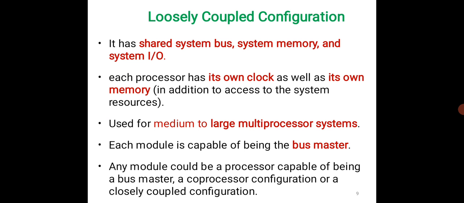Coming to the loosely coupled configuration, it has a shared system bus, system memory, and system IO. Each processor has its own clock as well as its own memory, in addition to access to the system resources. It is used for medium to large multiprocessor systems, and each module is capable of being the bus master. Any module could be a processor capable of being a bus master, a coprocessor configuration, or a closely coupled configuration.